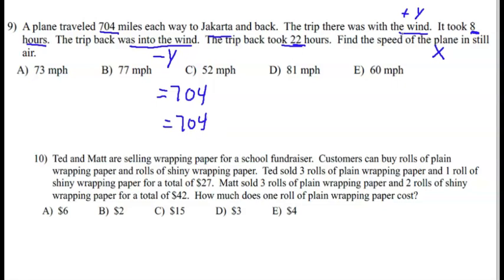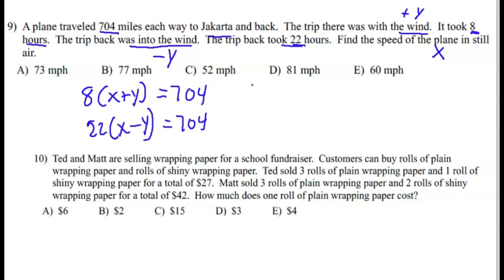The trip there was with the wind, and it took 8 hours. So it would be 8 times X plus Y, because it was with the wind. And then it took 22 hours against the wind, so it would be 22 times X minus Y, with the 22 outside the parentheses.